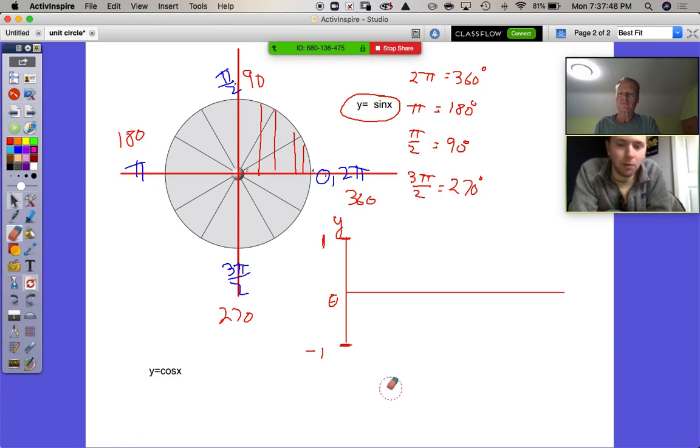Don't forget about where we're coming from. But then once you put it onto a graph like we're about to do, you kind of have your independent variable as theta and your dependent variable as y.